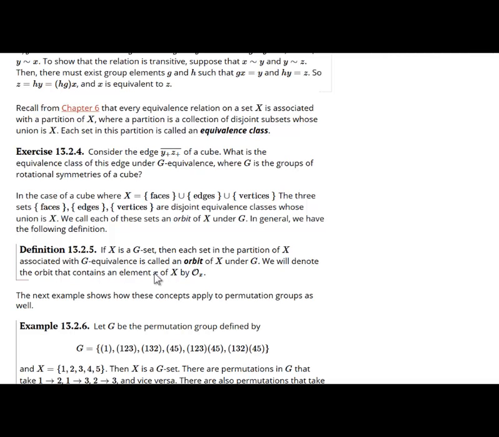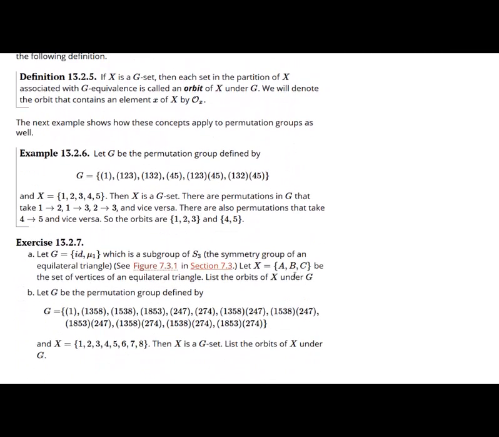Now, if a particular element little x of big X is in the orbit, we can denote that orbit by big O of little x. Of course, if the orbit has more than one element, then you can express this orbit in different ways. For example, look at this example down here. If we take G as the permutation group, which is a subgroup of S4, not all of S4 but a subgroup of S4, and these permutations act on the set 1, 2, 3, 4, 5, then X is a G set because it shuffles these entries around.